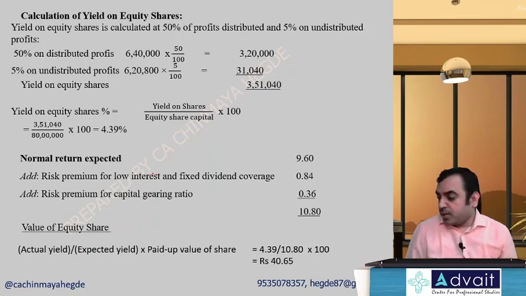From where we get normal return expected? Are you asking in this problem, or how do we get it in real life? In this problem, you get it in the problem. You have to read the question, my dear friend.